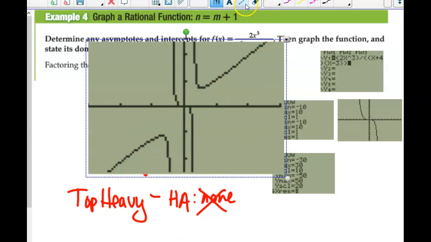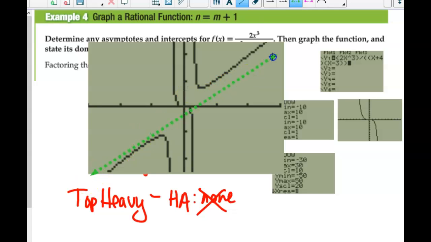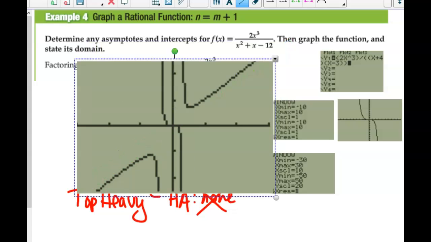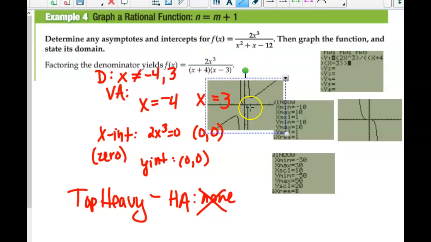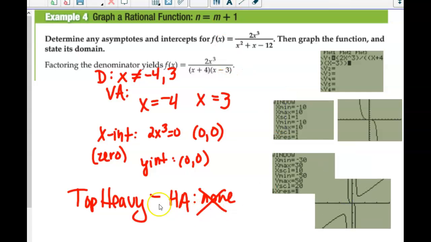If I were to put in that line, which you can't see, it's really hard on my screen. I'll do it in blue. If you were to put in this line, that's the end behavior it is approaching as it goes further left and further right. It's going to hug closer and closer to some oblique line. So that is the end behavior.